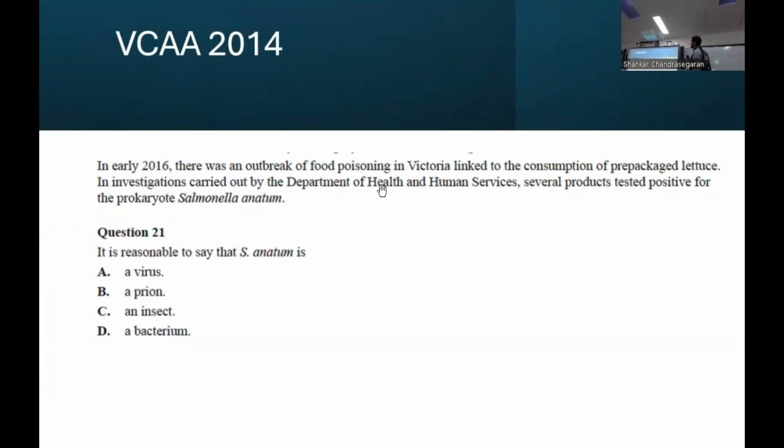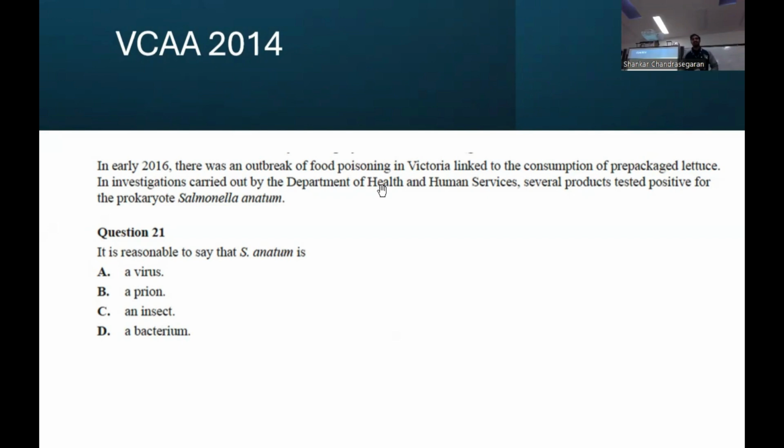In early 2016, there was an outbreak of food poisoning in Victoria linked to the consumption of prepackaged lettuce. In investigations carried out by the Department of Health and Human Services, several products tested positive for the prokaryote Salmonella anadromum. It is reasonable to say that S. anadromum is a virus, a prion, an insect, or a bacterium.